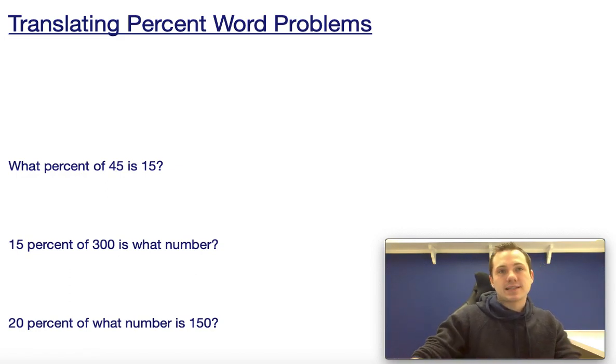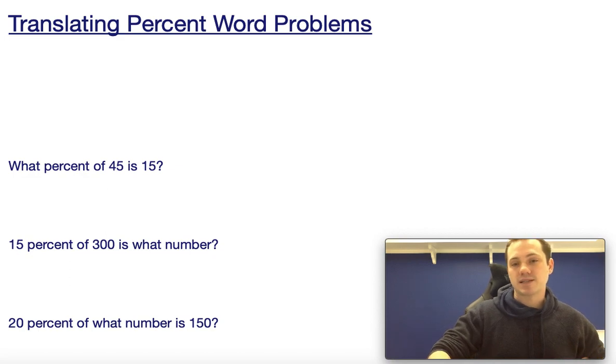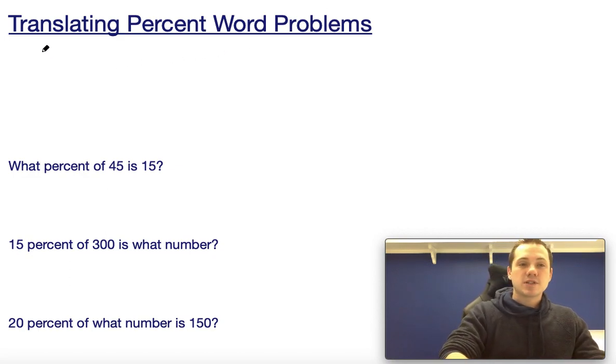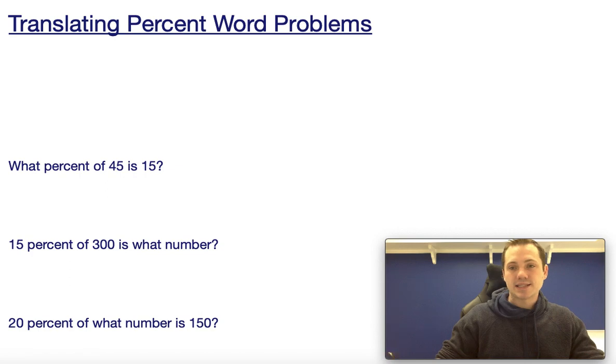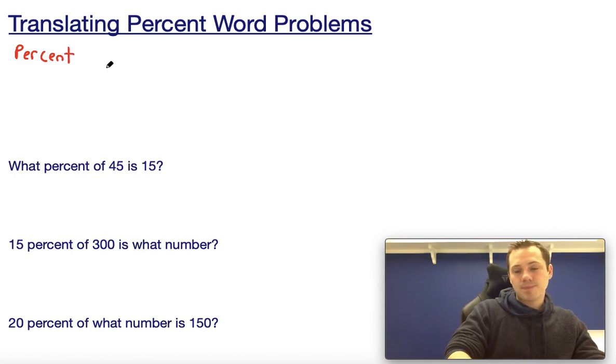So for starters, at the top here, I'm just going to outline what certain words mean when you're encountering one of these percent problems. So the first word you need to know when dealing with percents is obviously what the word percent means. So per just means divided by, and cent means 100. So the word percent just means you divide by 100.